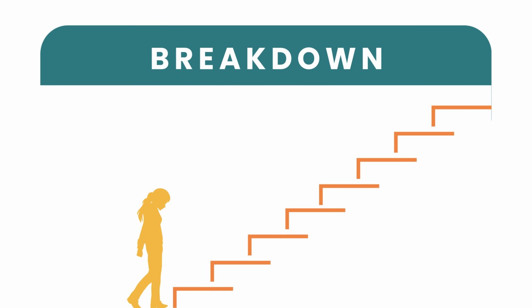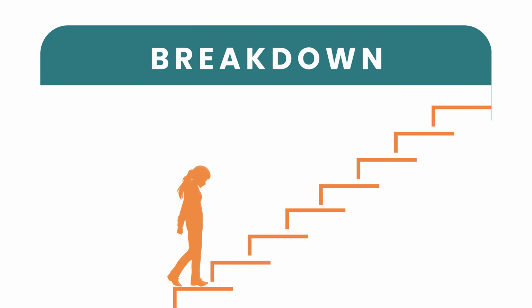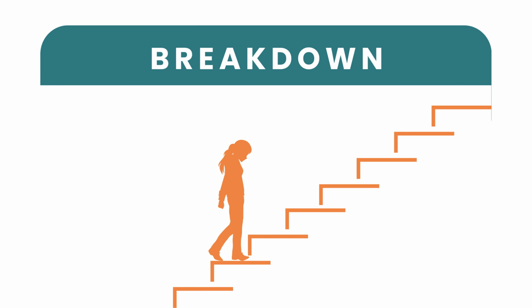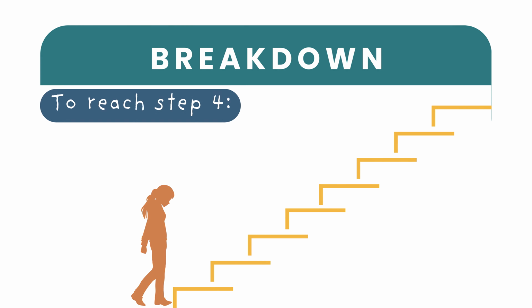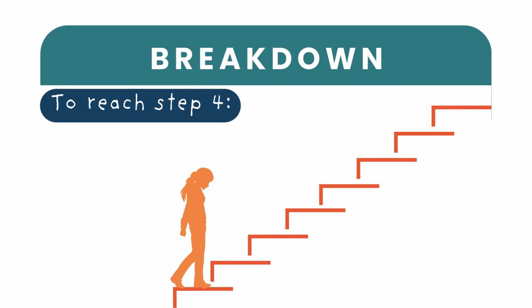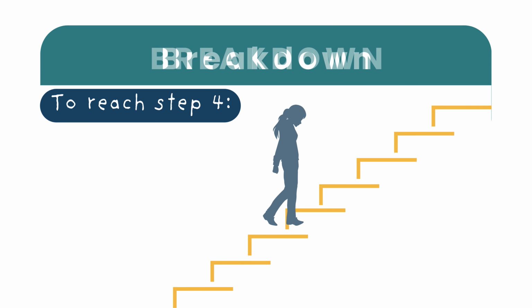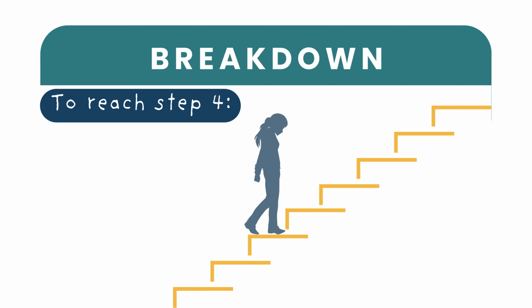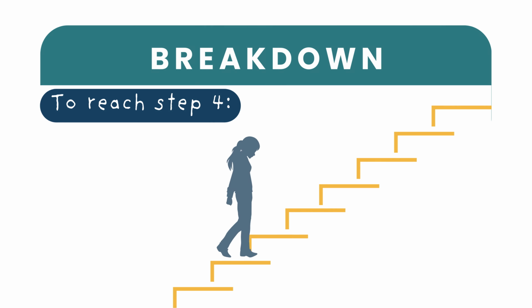Let's break down the challenge. You're standing at the bottom of a staircase with n steps. Each time, you can climb either 1 or 2 steps. How many distinct ways can you reach the top? For example, to reach step 4, you could go 1, 1, 1, 1, or 1, 2, 1, or 2, 1, 1, or 2, 2, etc.